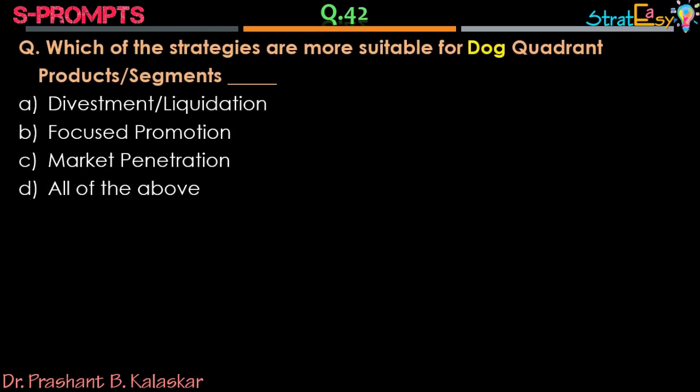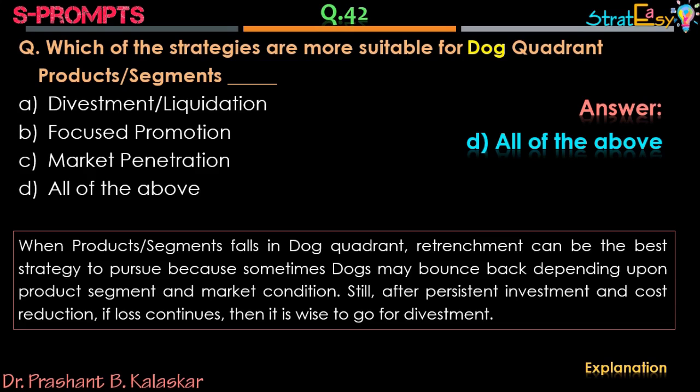Question number 42. Which of the strategies are more suitable for dog quadrant products or segments? And the right answer is option D, all of the above. When products or segments fall in the dog quadrant, retrenchment can be the best strategy to pursue because sometimes dogs may bounce back depending upon the product segment and market condition. Still, after persistent investment and cost reduction, if loss continues, then it is wise to go for a divestment strategy.